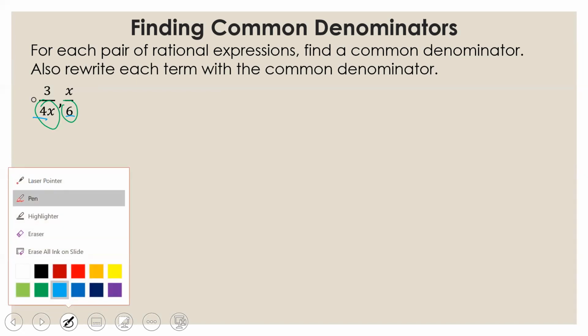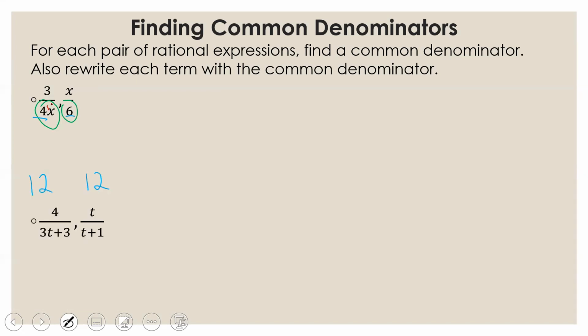And then we're going to look at the variables. Here this one contains an x and this one does not. As you recall from that previous slide, we want the common denominator to contain all the different factors that appear in any of the denominators. So since there's an x in the first denominator, it would need to still be in the first denominator, but we need to include one in the second denominator. So we find that our common denominator here would be 12x.